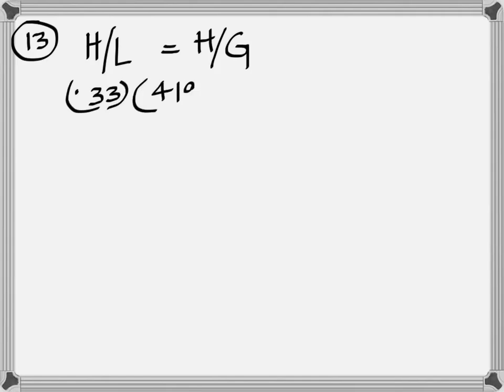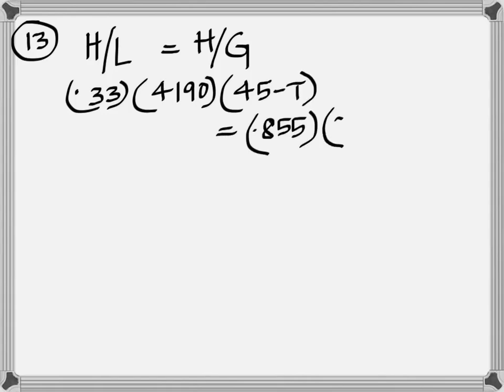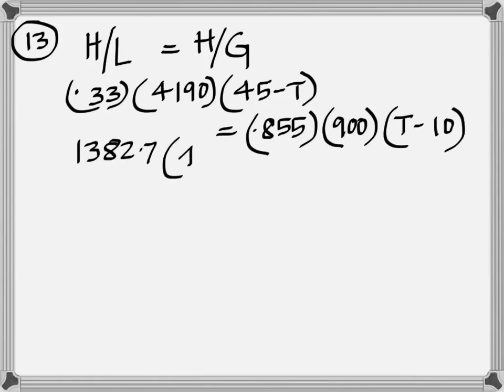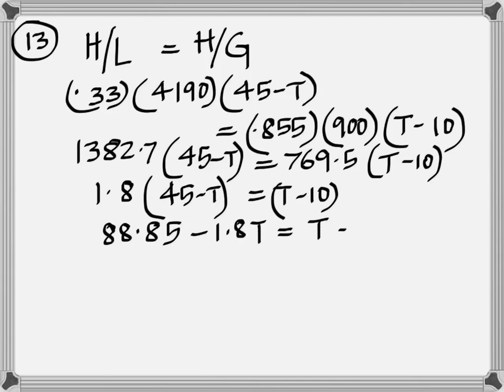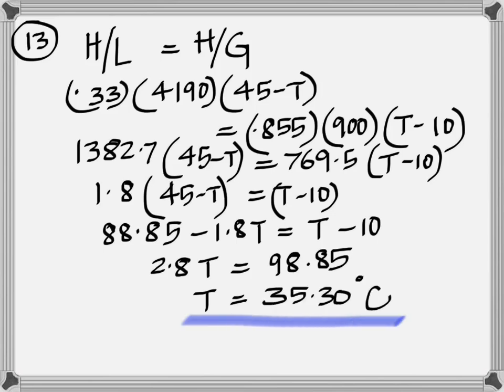13. Heat lost is equal to heat gained. Heat lost by water is equal to heat gained by aluminum. 35.30°C.